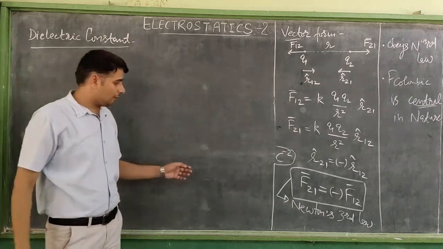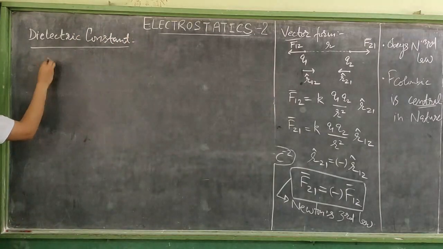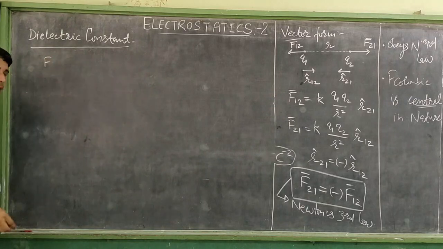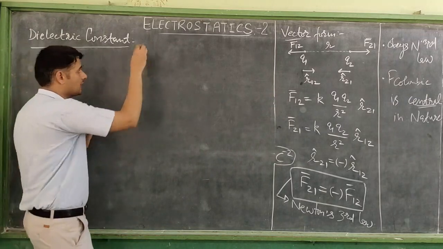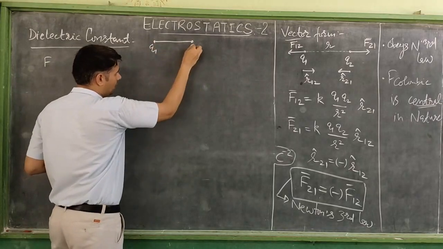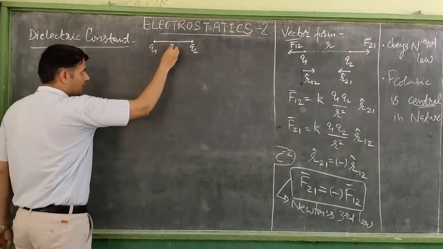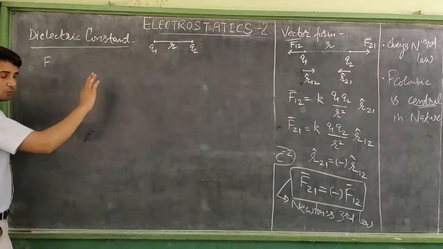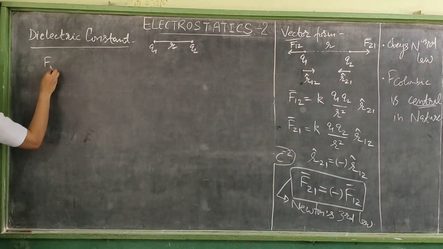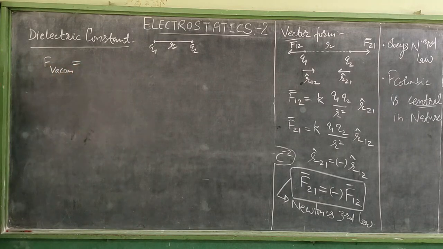So on the basis of the knowledge of Coulomb's law, what we have understood is that I have placed two point charges in vacuum, Q1 and Q2, with a small separation r. So what we can say is that the force between these two point charges, I will write F vacuum, will be equal to what?